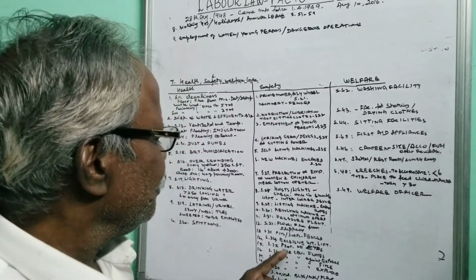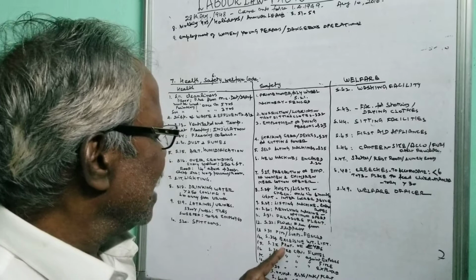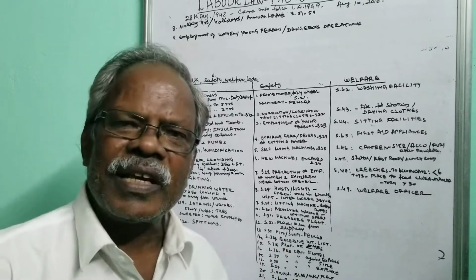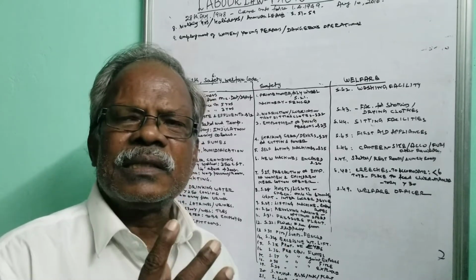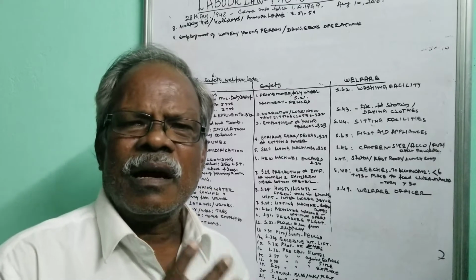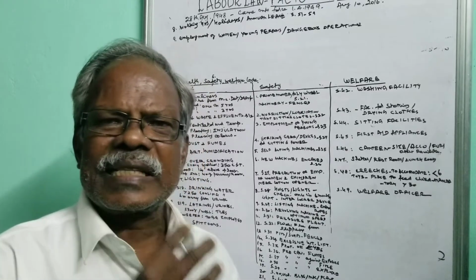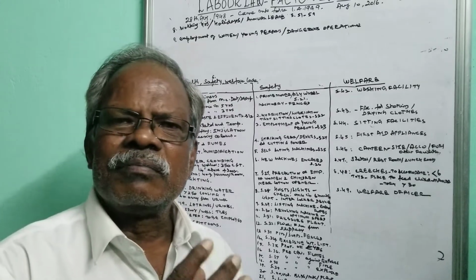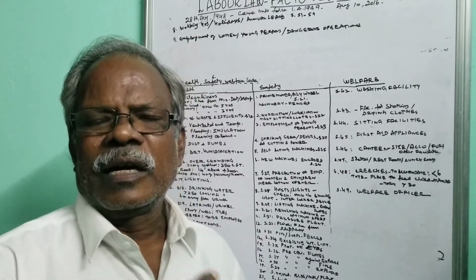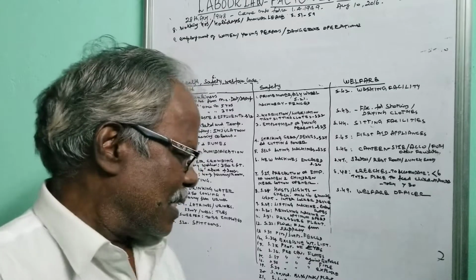And then section 35 says about protection of eyes by goggles or eye shields. Eye shields and goggles are to be provided to the workers to protect the eyes from exposure to fumes or dust, etc.